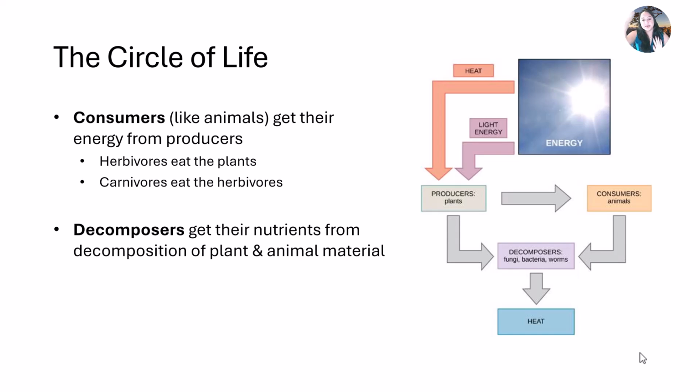And then ultimately when things die and kind of join the circle of life, there are other organisms called decomposers. So that includes fungi, bacteria, and worms. They get their nutrients from the decomposition of plant and animal material. So when things die, these organisms feed off of that and then return the nutrients into the cycle. So it really is a whole circle of life, of energy, that ultimately came from the sun, and got converted into chemical energy that then got put into the cycle.